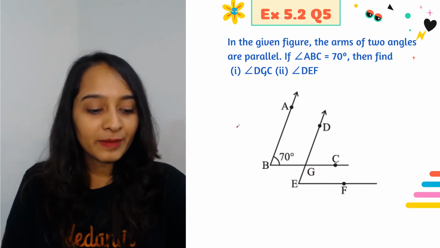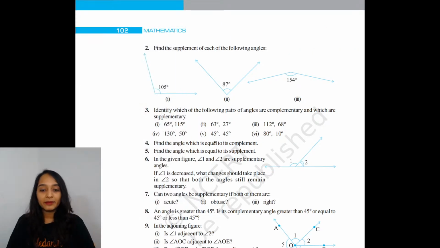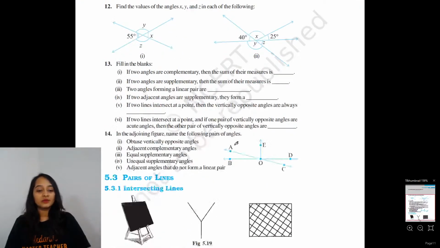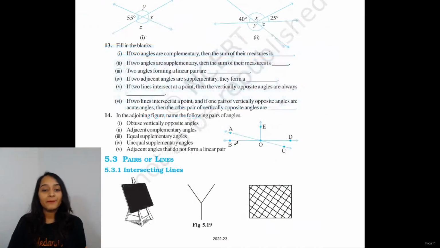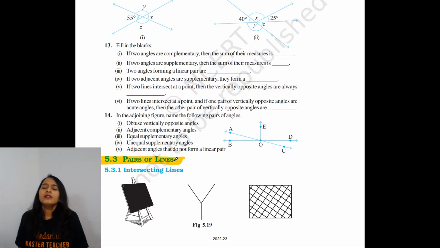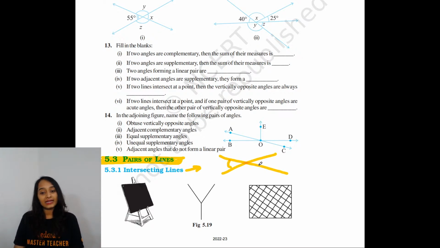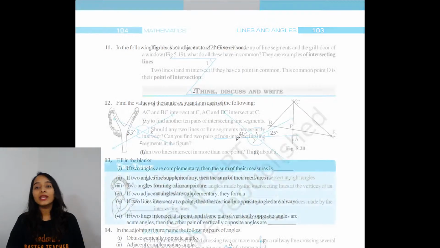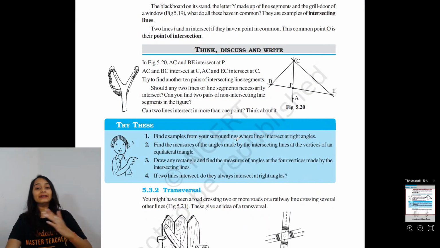So before we move forward with exercise number 2, let me quickly see what all the topics we'll be learning. We're going to learn about pairs of lines. Pairs of lines as in, you will see in a very different way. One is the intersecting lines. When two lines intersect, you can see there are angles which are forming. So this is one example of a pair of lines.